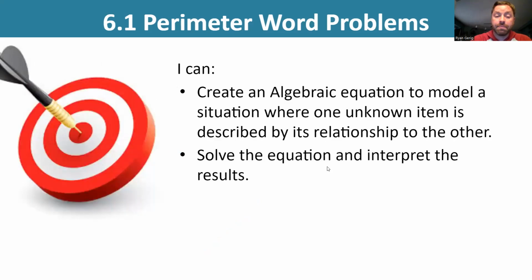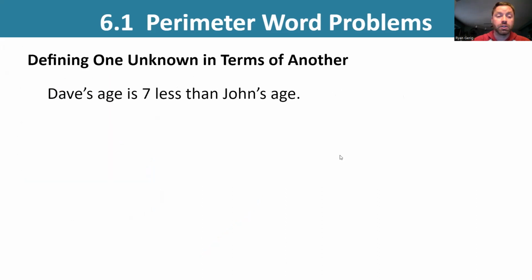So what are we going to do with that? Today, we're going to create an algebraic equation to model a situation where one unknown item is described by its relationship to the other. We talked about that in the intro. We're going to relate one unknown item to another unknown item to help us solve it. Once we set it up, we're going to solve the equation and interpret the results. So let's take a look.